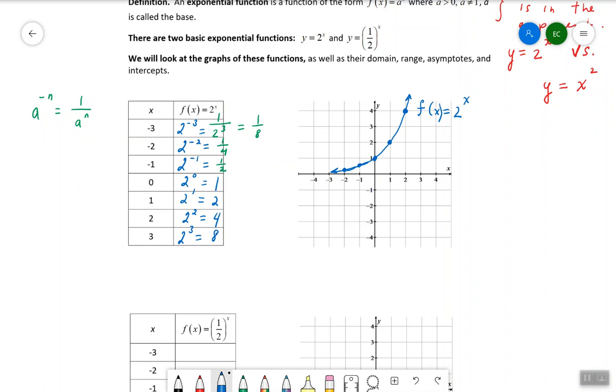Let's see here. We should notice that the domain is all real numbers. We can use any real number as the power in this function. And so all real numbers, negative infinity to infinity for the domain. For the range, we see that the y values are always going to be positive. The x value can be negative, but even when the x value is negative, the y value is positive. So 0 to infinity.